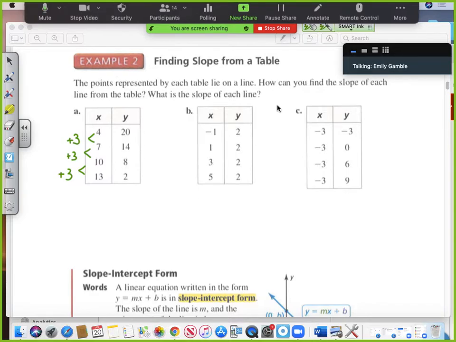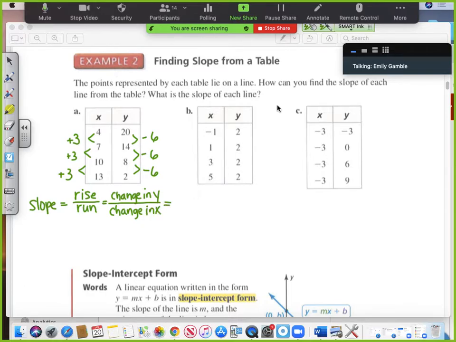The slope is the rise over the run. It's the change in y over the change in x. Let's see what happens to y. How do you get from 20 to 14? -6. Yes, -6. How about 14 to 8? -6 again. And then 8 to 2, -6 again. To find the slope from a table, you look at the change in x and the change in y. The slope is equal to the rise over run, which is also equal to the change in y over the change in x.